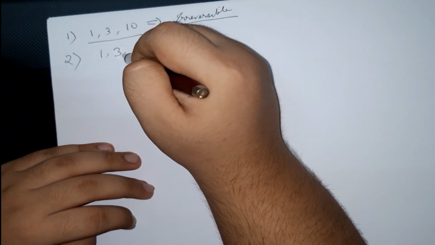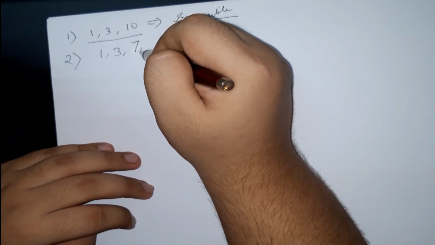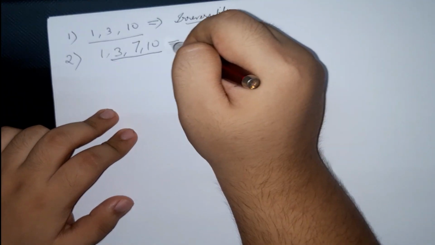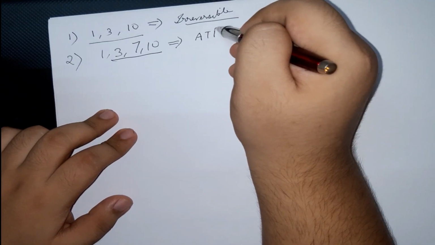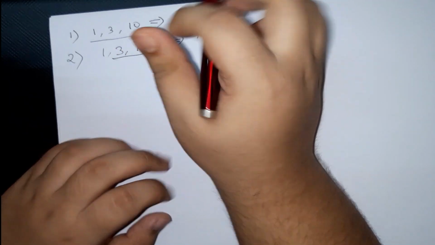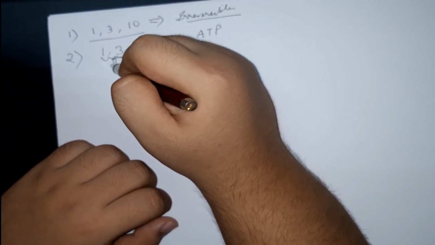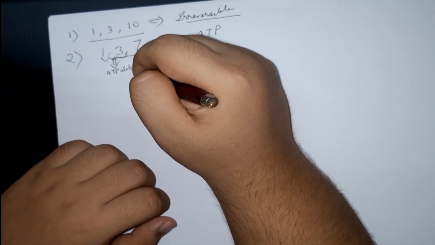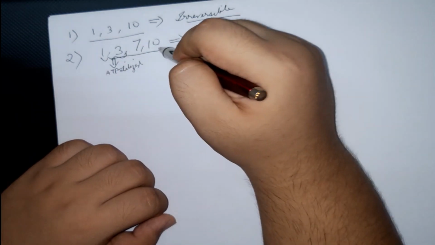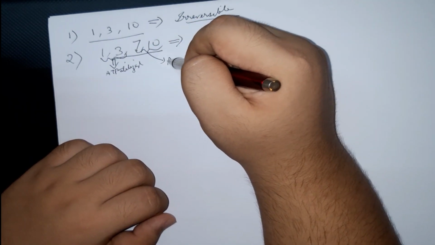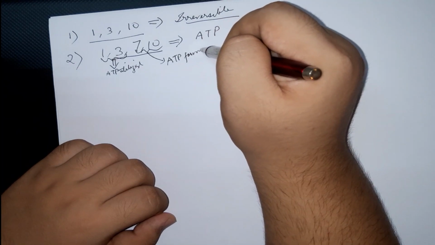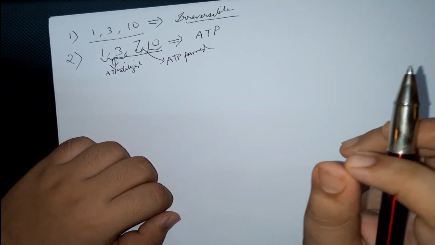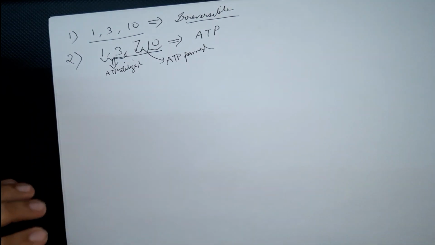Steps 1, 3, 7 and 10, these are the 4 steps where ATP is either formed or utilized. In the first 2, which is steps 1 and 3, ATP is utilized. Okay, whereas in steps 7 and 10, ATP is formed. Okay, done.